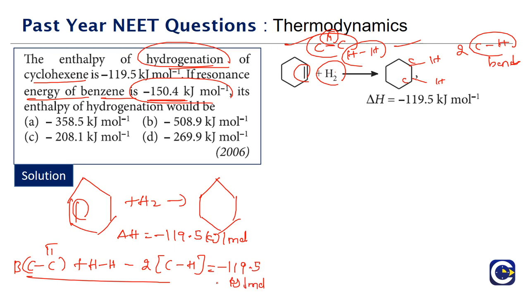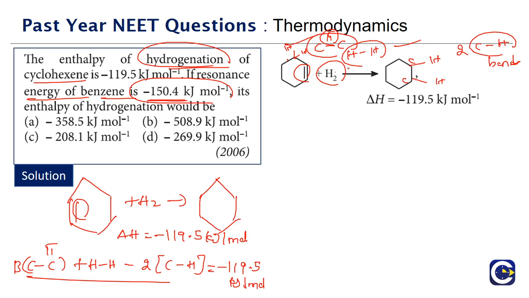I mean, on the reactant side there are other bonds also. Like here we have a carbon-carbon single bond. Here also each carbon is bonded to 2 hydrogens. But all of them are there in the cyclohexane also. What is the basic difference between cyclohexene and cyclohexane? That we need to understand. What is the basic difference?